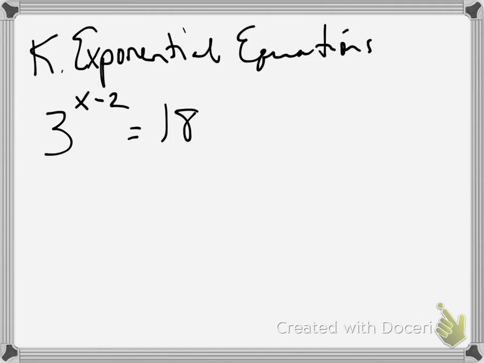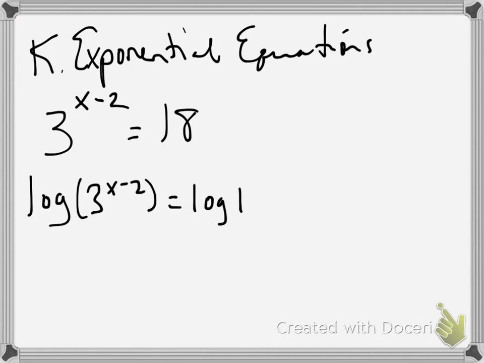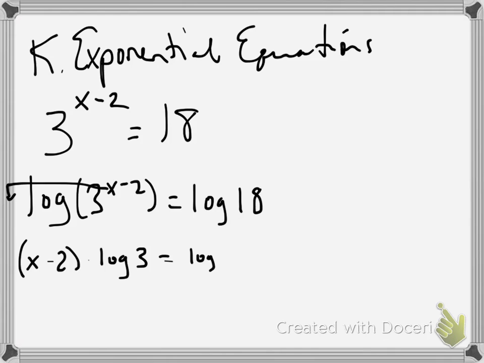So the method that's going to work every time is by rewriting this equation by taking logs of both sides. So now we'll do the log of 3 to the x minus 2 equals the log of 18. The reason why we do that is there's a property of logs that says when you take the log of an exponent, you can move that exponent out in front and treat it like a coefficient. So now we have x minus 2 times the log of 3 equals the log of 18.